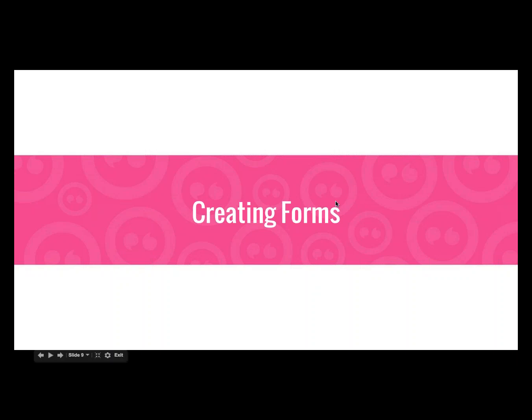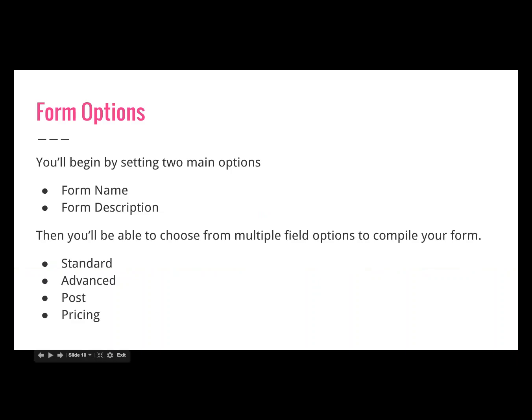So we're going to learn how to create a form right now. You have multiple form options. Whenever you start creating a form, you're going to have to select and set two specific things: your form name and your form description. This will come up later when you're adding this form into a page or a post. It's going to say, do you want to display that name and that description? And you can say yay or nay.